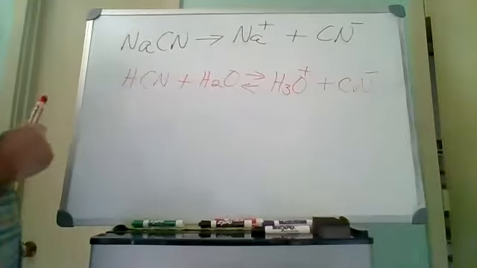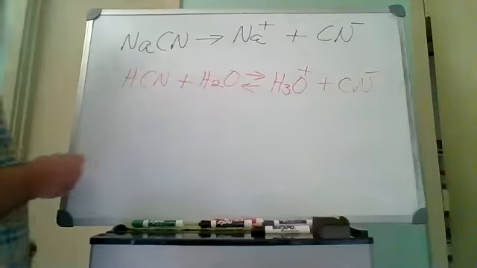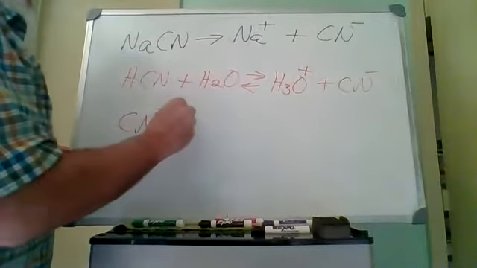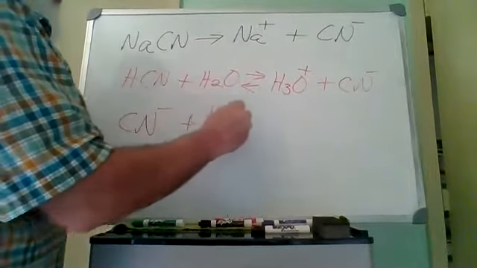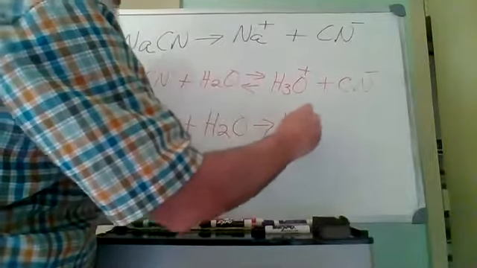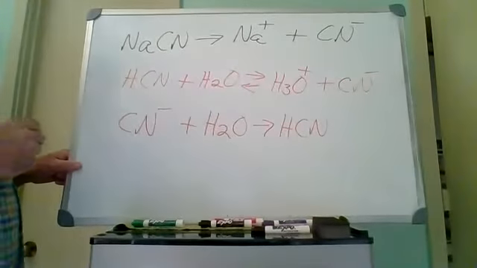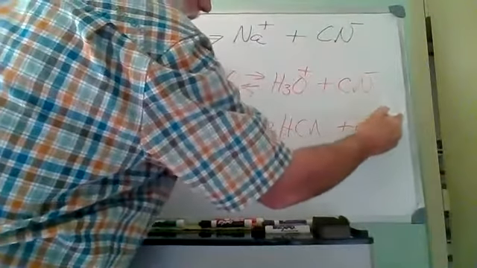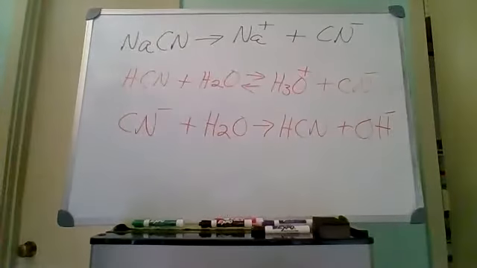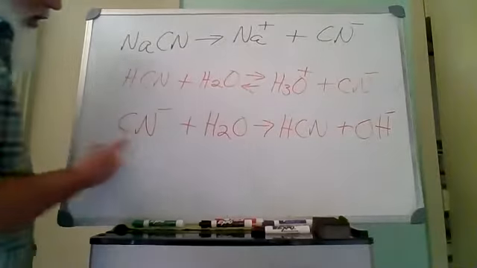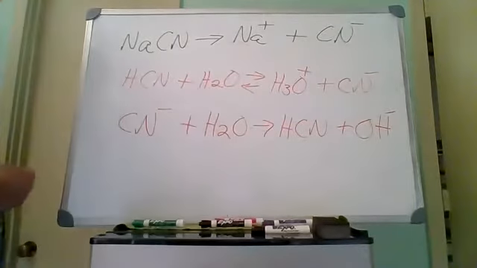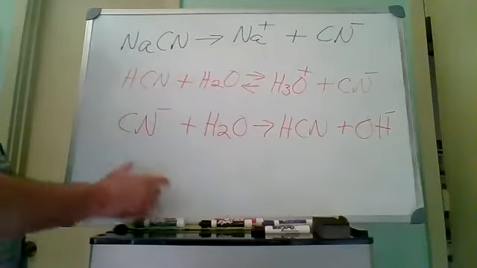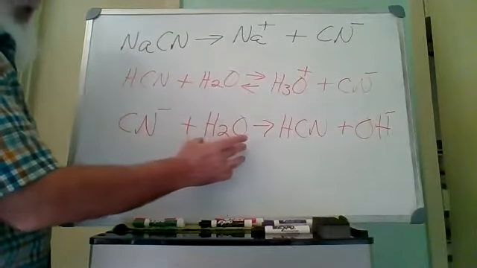This can, in fact, react with water, because this reaction can go in this direction here. So I can have cyanide reacting with water to give me the reformed HCN, plus what's left of the water, hydroxide anion. So this reaction on the bottom is called a hydrolysis reaction. Hydrolysis generally means something's reacting directly with water. So the cyanide ion is being hydrolyzed by water.